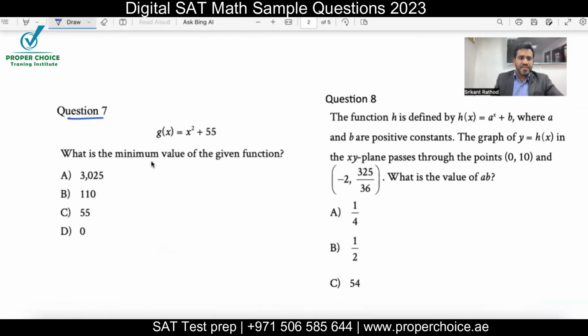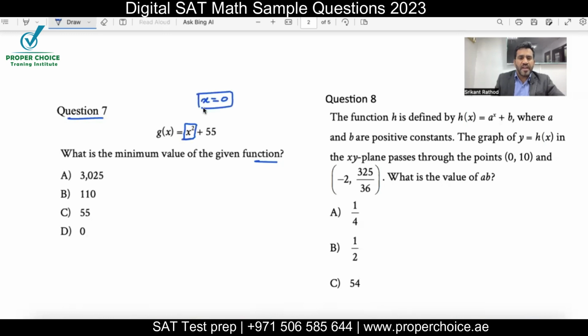Question number 7 says, what is the minimum value for the given function? g of x is equal to x squared plus 55. As you can see, this is a square function. Regardless of whether the value of x is positive or negative, the result always turns out to be positive. So this function will have its minimum value only at x equals 0.